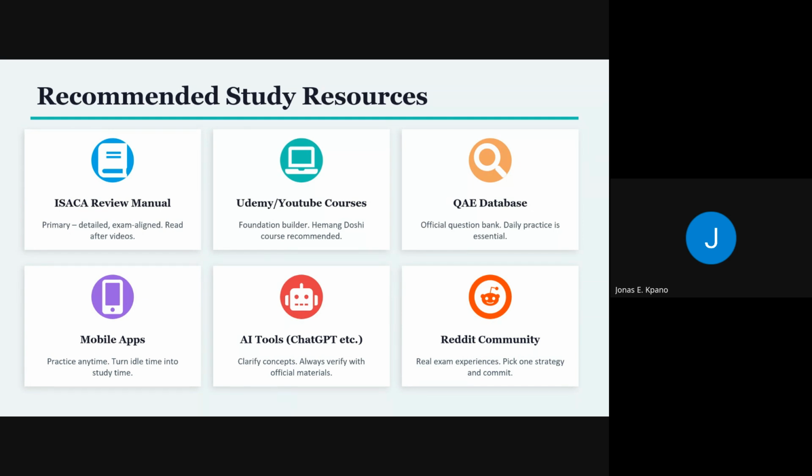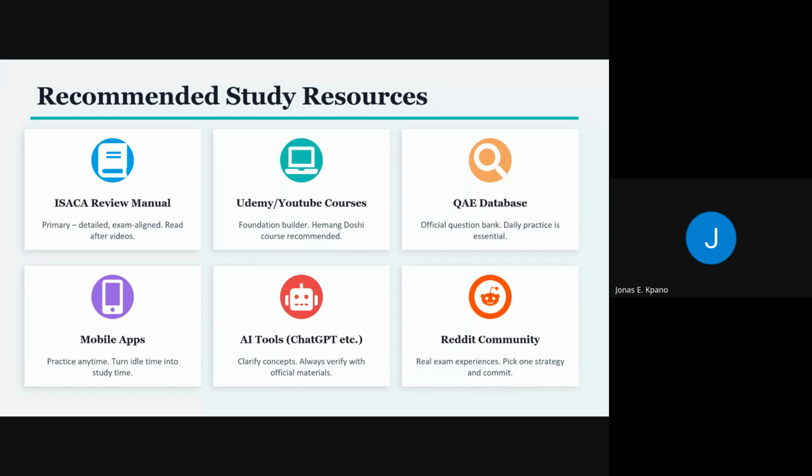From the experience I had when I wrote the exam, I realized that all the questions, if not almost all the questions, came from the ISACA review manual. So you really need to take your time to go through the review manual. I've heard feedback from others saying that the book is very dry, but you also need to consider the time and the money that you are going to put into this. So let that be a motivation for you when it comes to studying with the review manual.